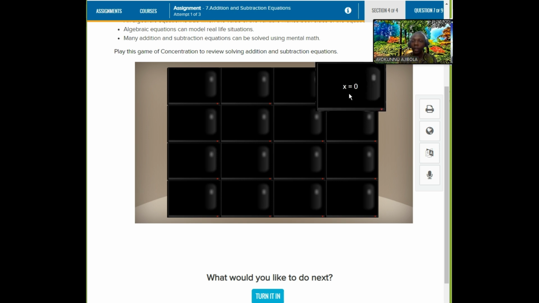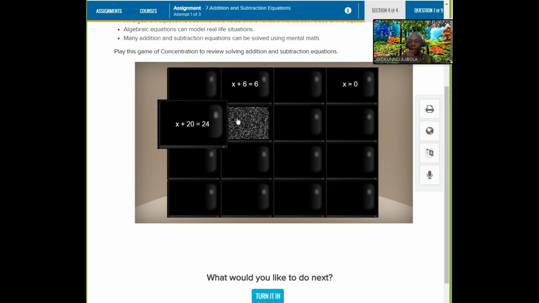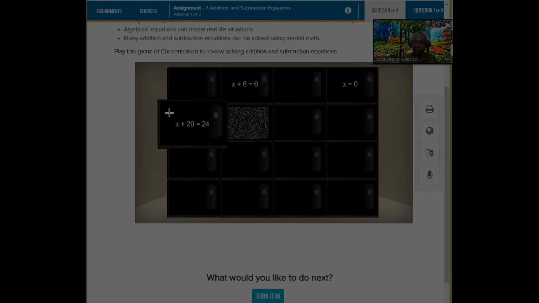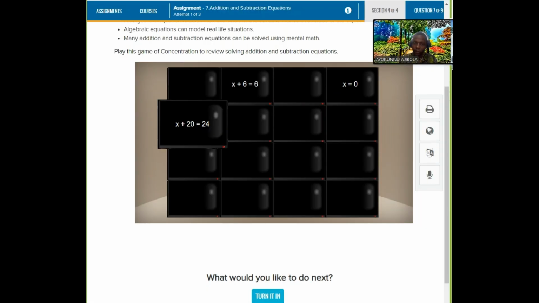Yes. Okay. And this one says x equal to 0. So this one that says x equal to 0 should match with the second one that says x plus 6 equals 6. Okay? Good. So now this one says x plus 20 is 24. X plus 20 is what? 24. Can you see it?